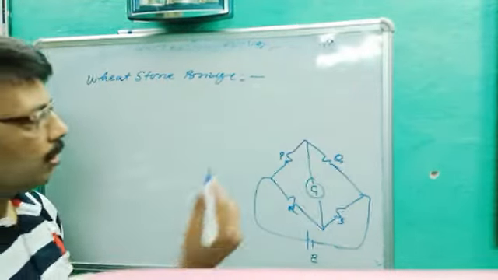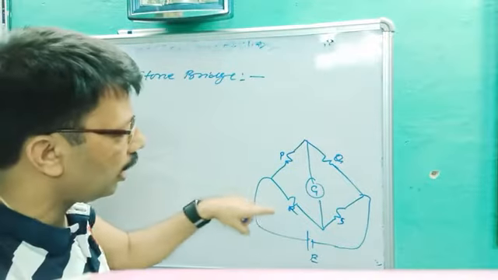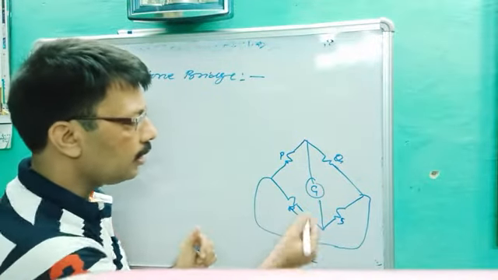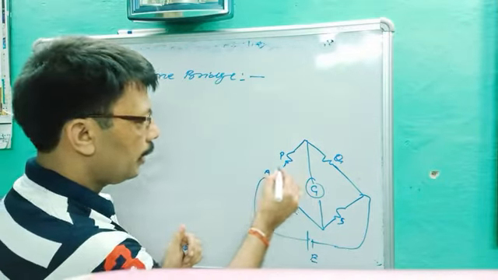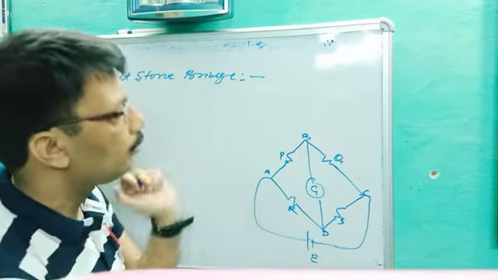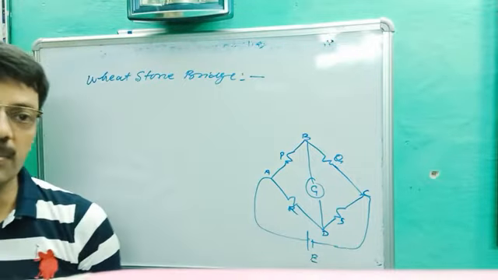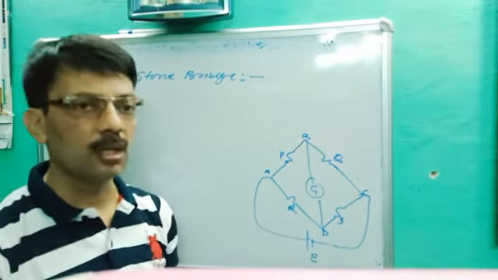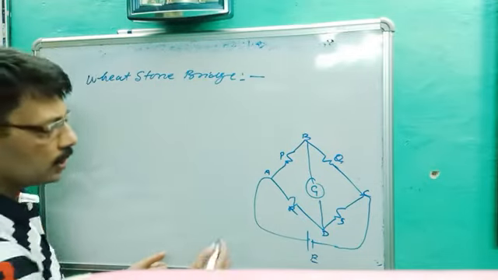It is the arrangement of four resistances P, Q, R, S connected diagonally, and from A, B, C, D, between B and D a galvanometer is connected. Galvanometer is a device which detects the current. That device is called a galvanometer. Okay. So first see the point.